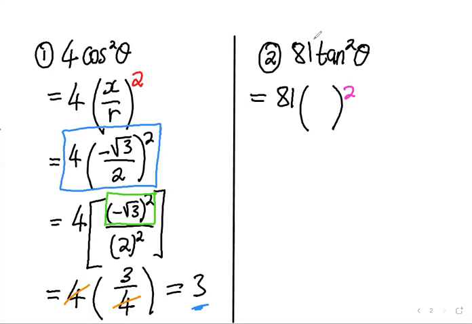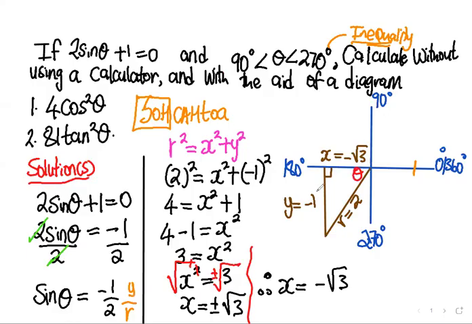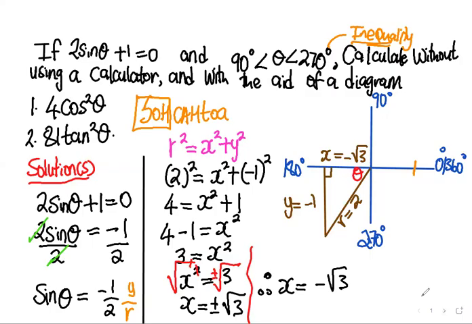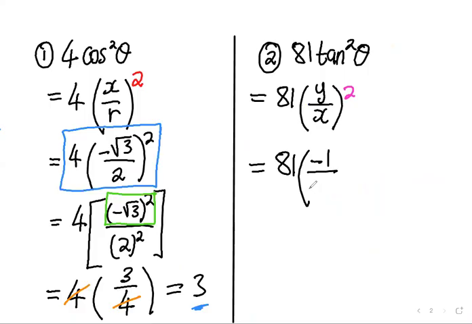Now what are you going to do? You check what tan theta is using trig. Tan is opposite over adjacent. It's very easy when it's like this. Then you say 81 into, you look at the diagram: what is the value for y? It's -1. You substitute -1, so it will be -1 over the value of x. x is -√3, so here you write -√3.